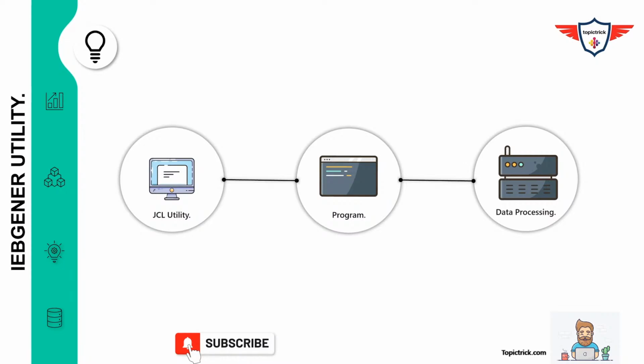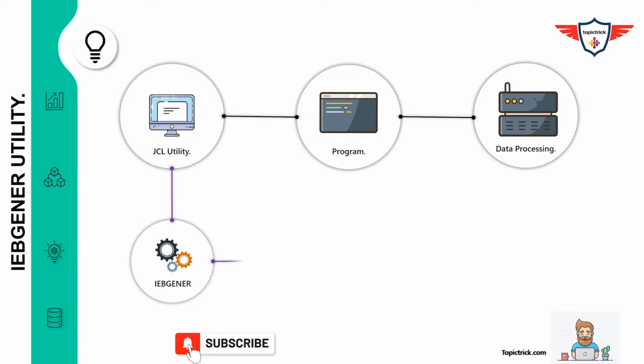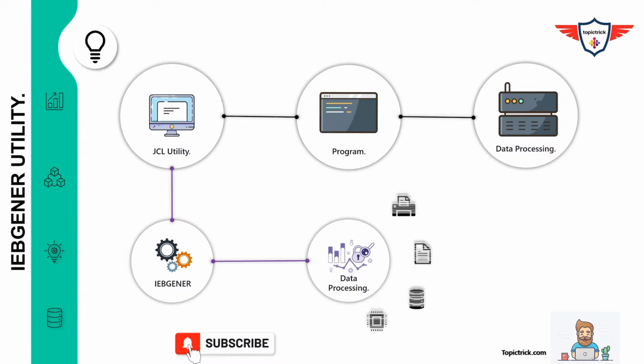Now let's talk about the IEBGENER utility. The IEBGENER utility is a copy program that has been a part of the operating system since the first release of OS/360. One of its many uses is to copy a sequential dataset, a member of a partitioned dataset or PDS, or probably z/OS Unix System Services files such as HFS files.